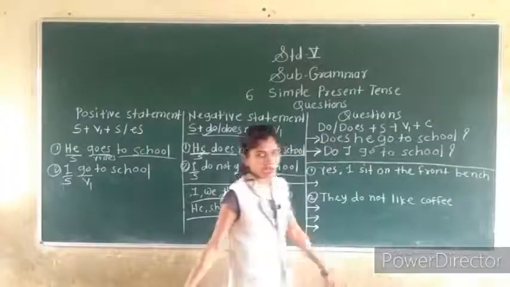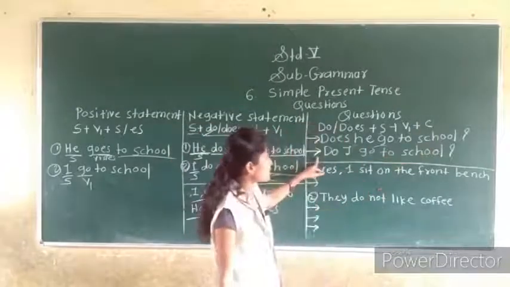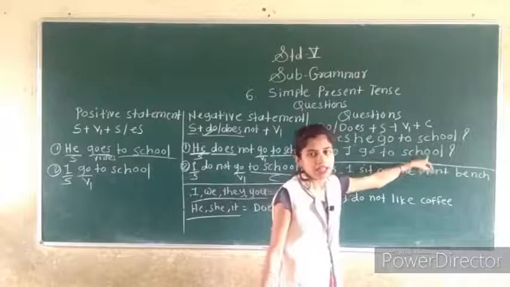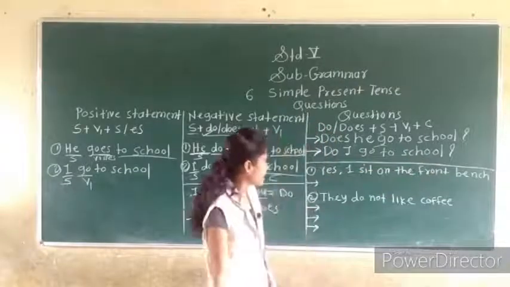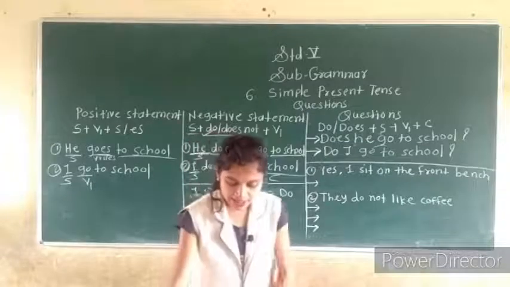And the question mark. See now question. Does he go to school? And next it is plural. Do I go to school? Like that question you can ask there. And in the textbook we are going to solve second question.